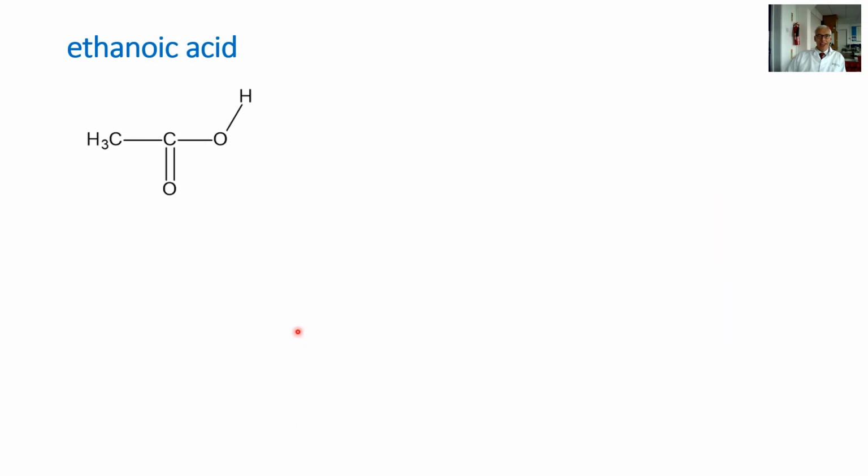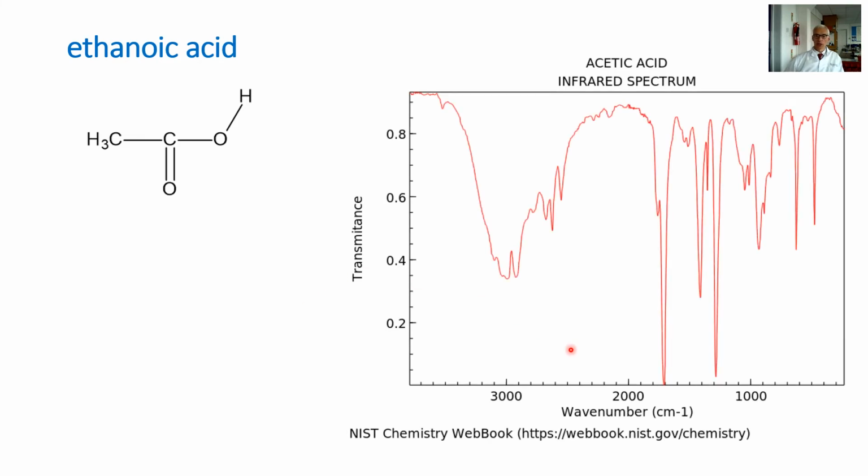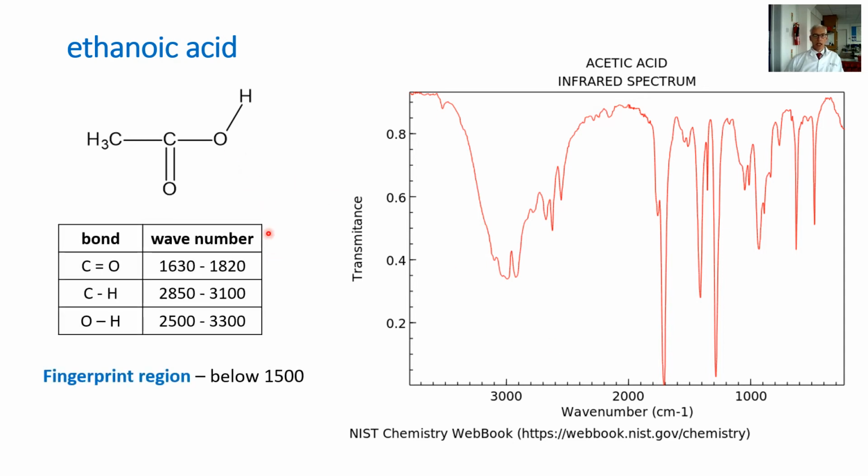So if we look at ethanoic acid, which is the third molecule highlighted, a carboxylic acid, highlighted in the OCR specification, we'll get a spectrum like this. So we will see that we have a carbon-oxygen double bond absorption at 1630 to 1820. We will see something corresponding to 2800 to 3100, but it is overlapping with the oxygen-hydrogen bond for the carboxylic acid, which has a very broad absorption spectrum.